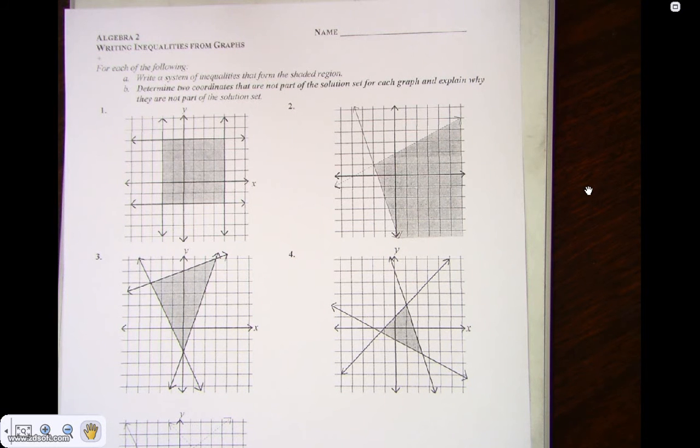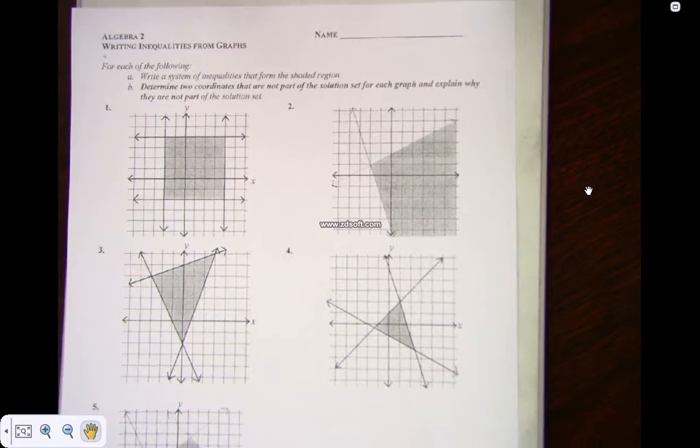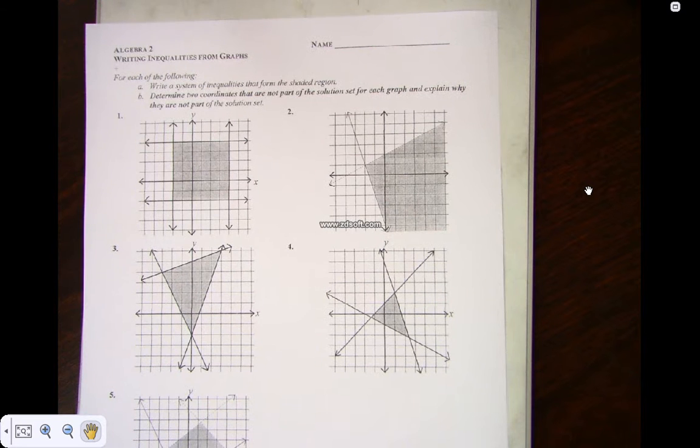Alright guys, so this is your homework. I gave it out, I believe, on Monday, September 23rd, and it's going to be due September 24th. So I'm going to go ahead and work through, let's say, 3 of these problems.